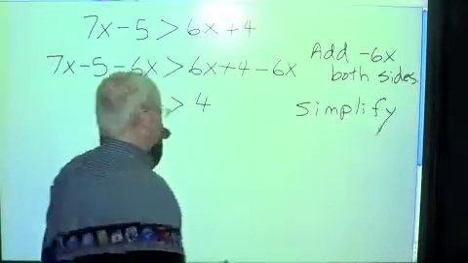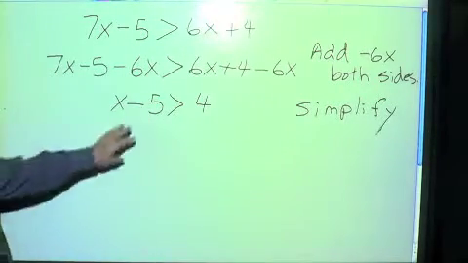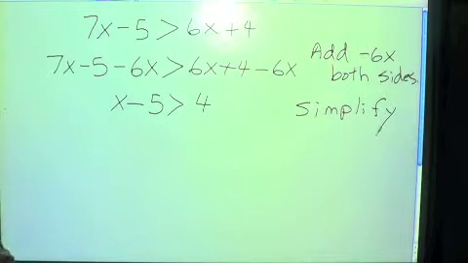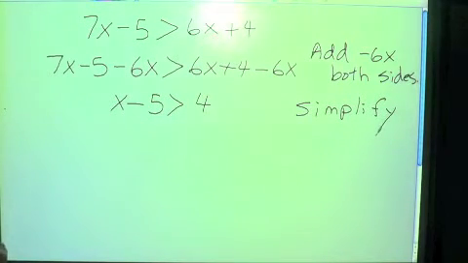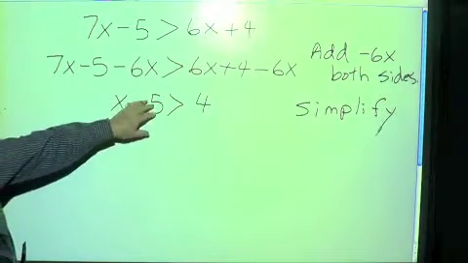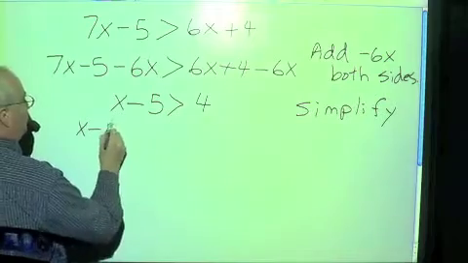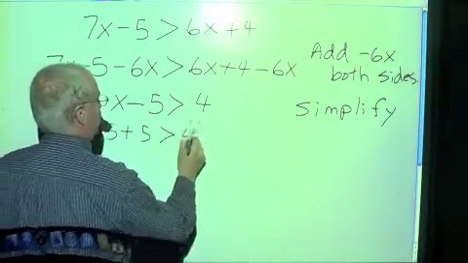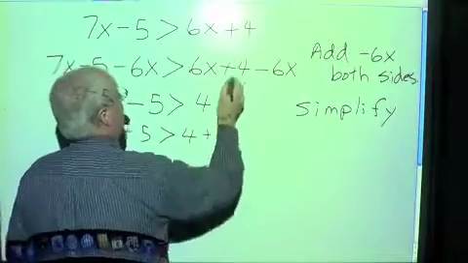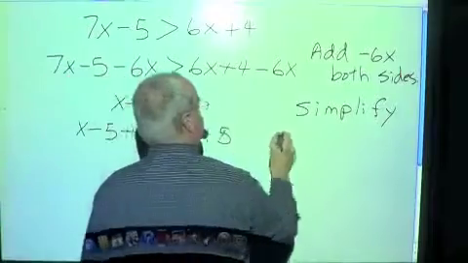Simplify. Next thing we'd like to do is get the x by itself over here. We've got a negative 5. How do we get rid of that? Well, we'd like to make this 0. So what's the inverse of negative 5? It's a positive 5. So we're going to add a positive 5. What we do to this side, we have to do to the other side. We're going to make that a 5.